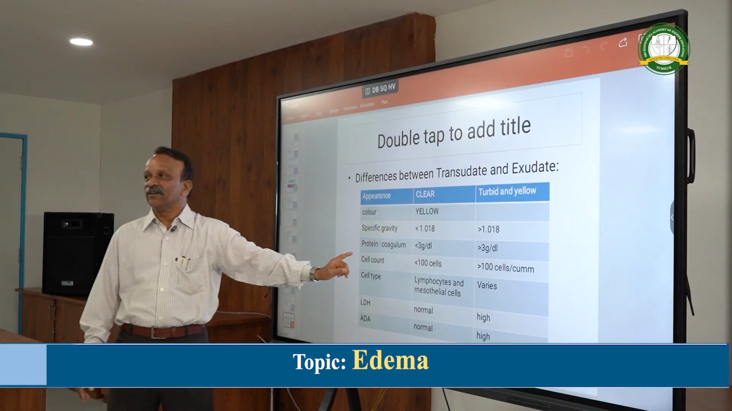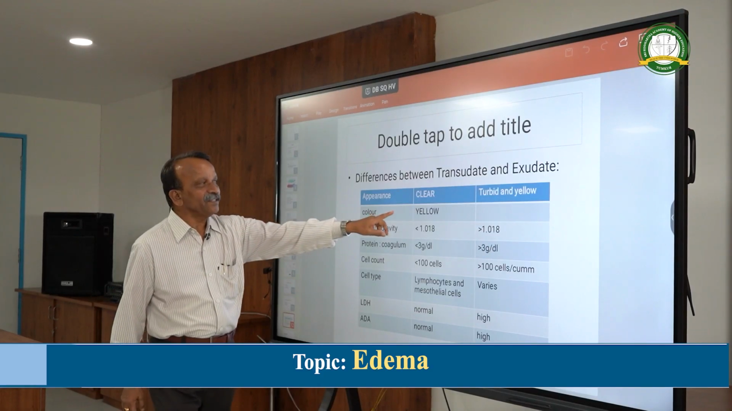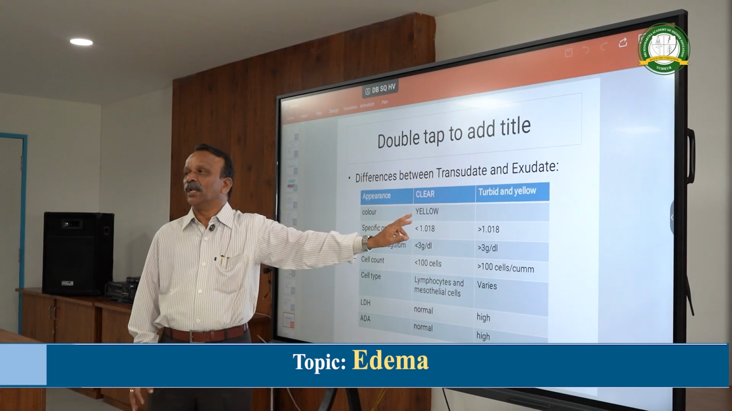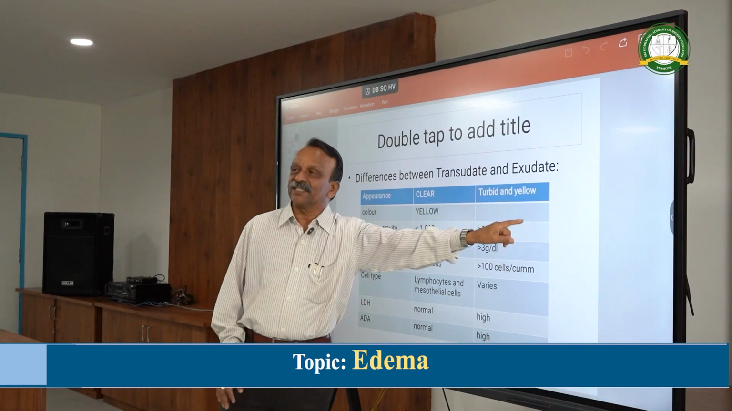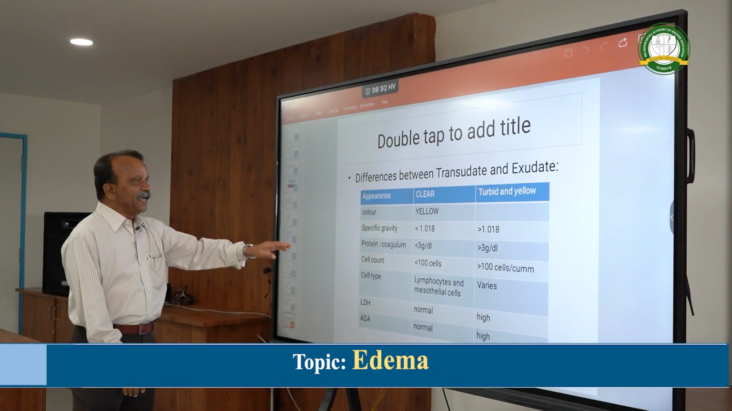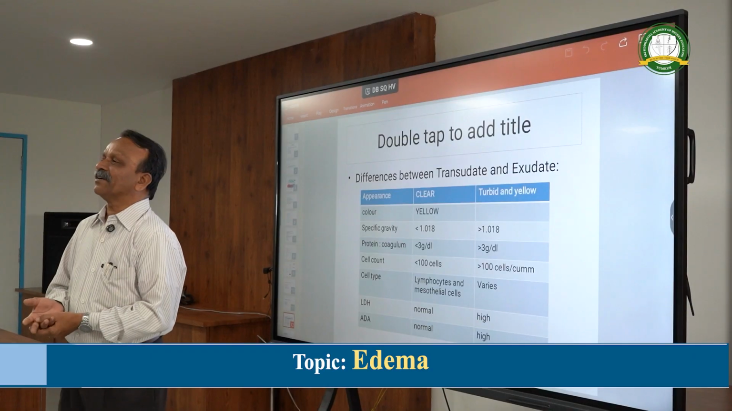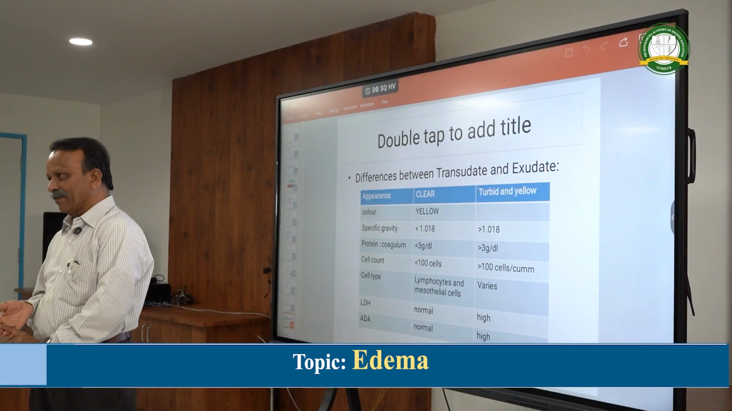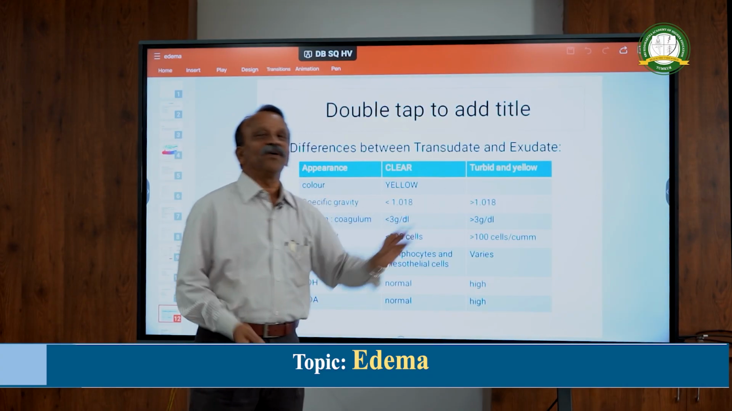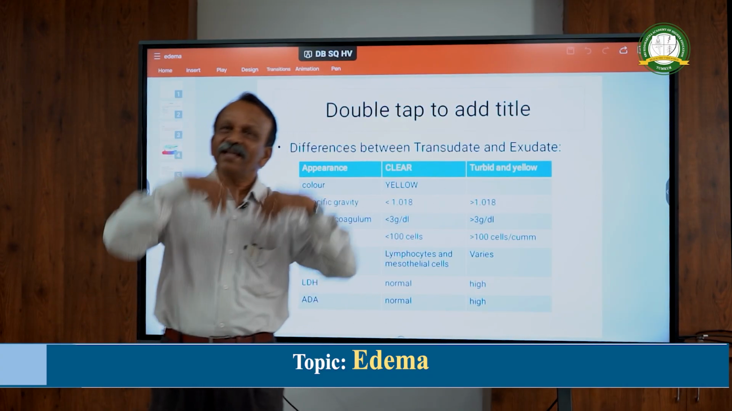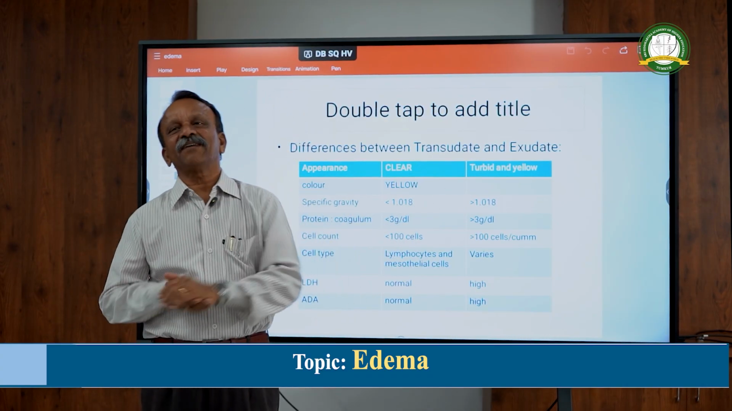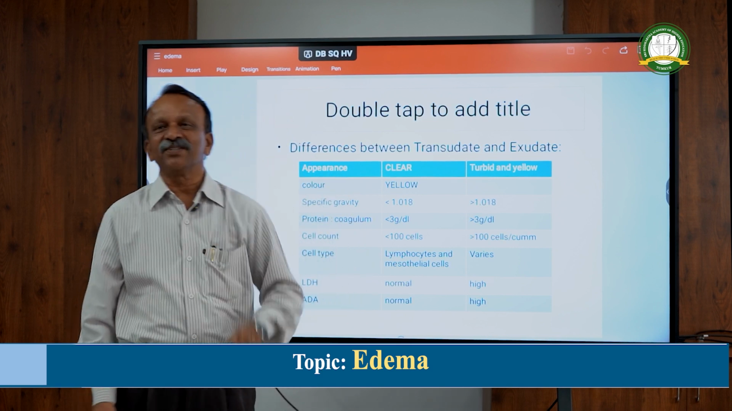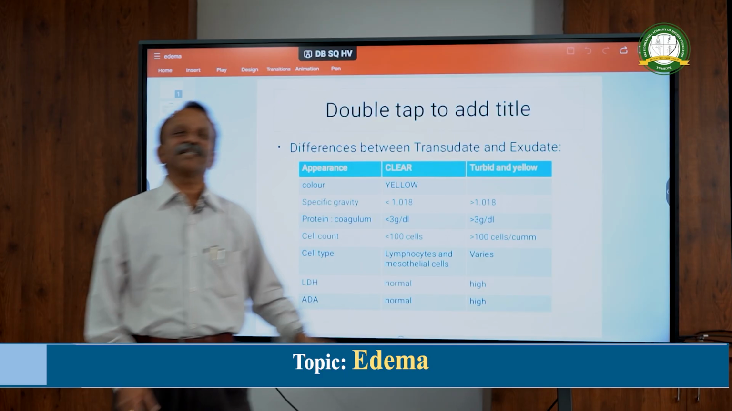So, what is the difference? First is color. In case of the transudate, it is clear or yellow, whereas in case of exudate, it is turbid and yellowish in color. Then coming to the specific gravity of the transudate, it is less than 1.018. Whereas in case of exudate, it is more than 1.018. Why is there an increased specific gravity in the exudate? It is because of a more amount of cells that are present in the exudate when compared to the transudate.